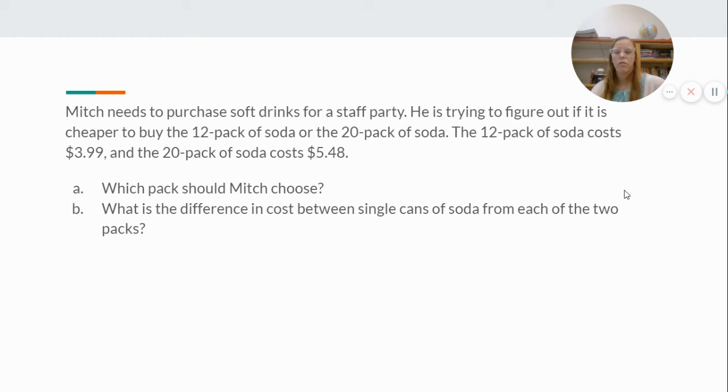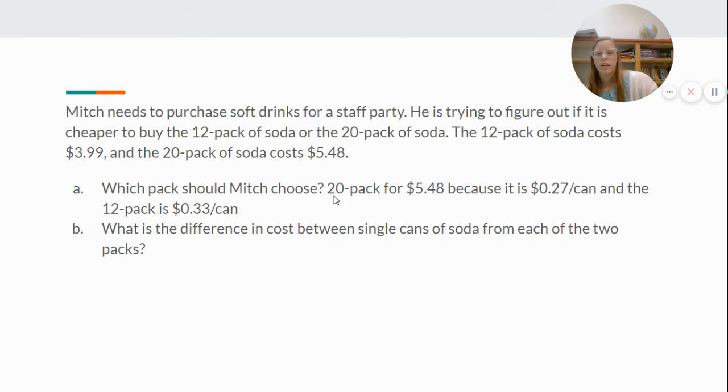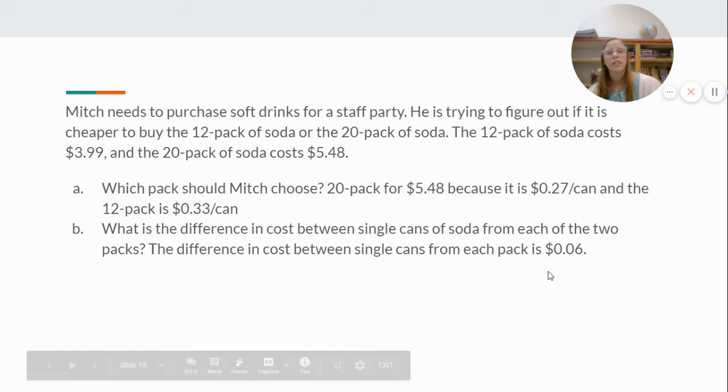So we need to find out how much each can in the 12-pack costs and how much each one in the 20-pack costs. So the 20-pack is the one he should buy because it's 27 cents a can, and the 12 is 33 cents a can. So again, what's the difference? The difference is 6 cents.